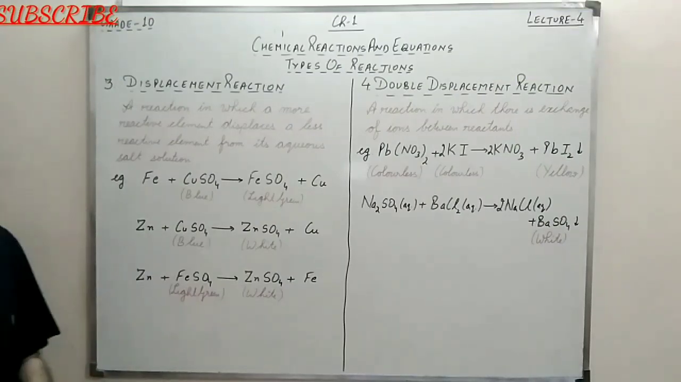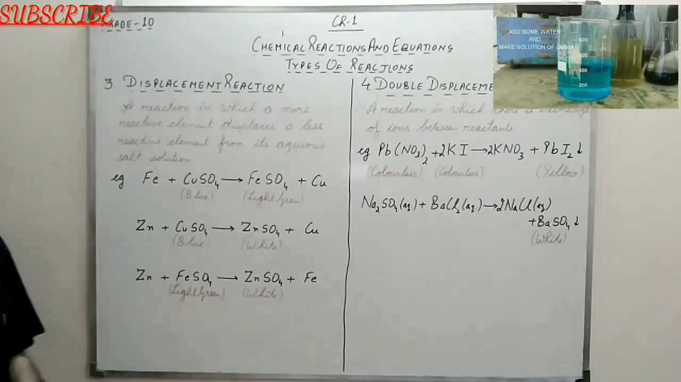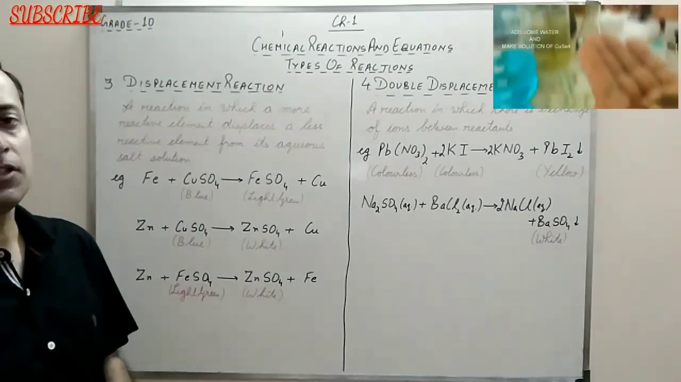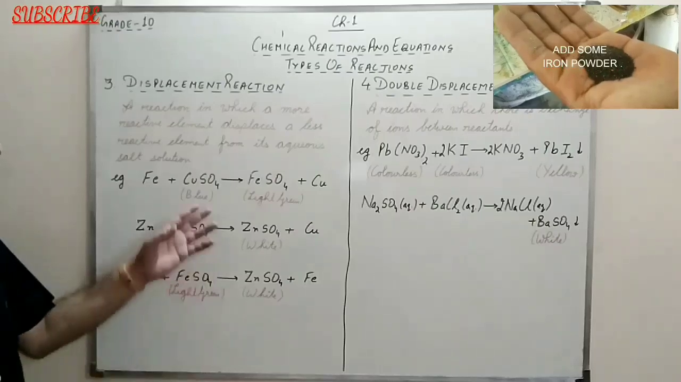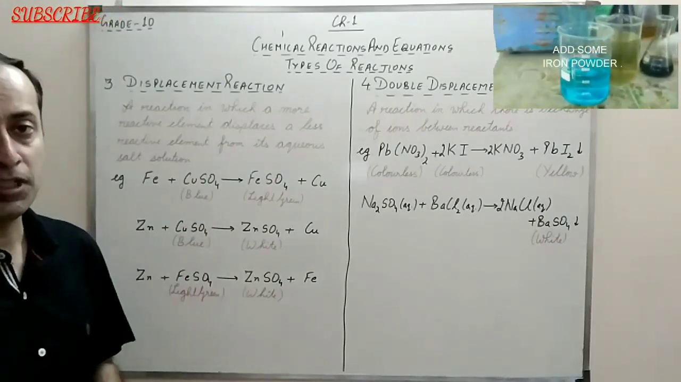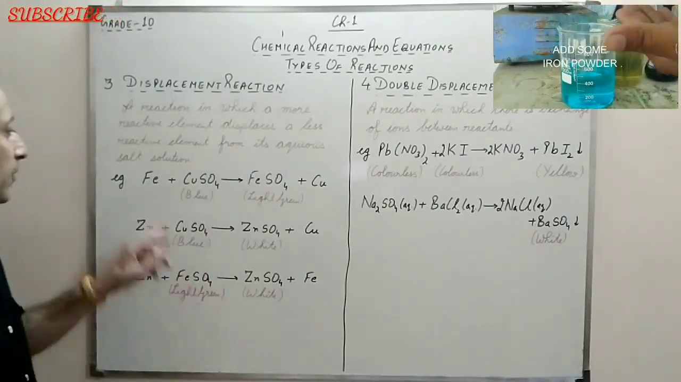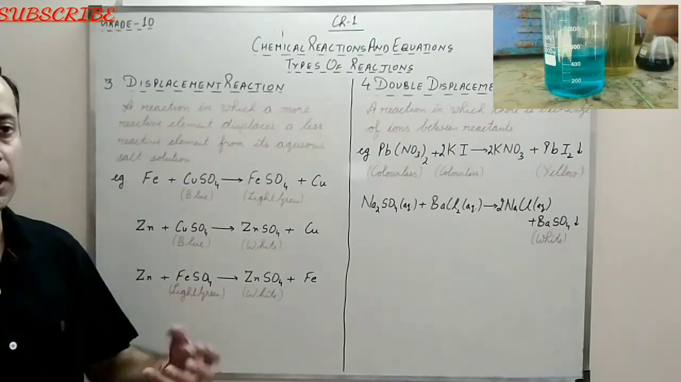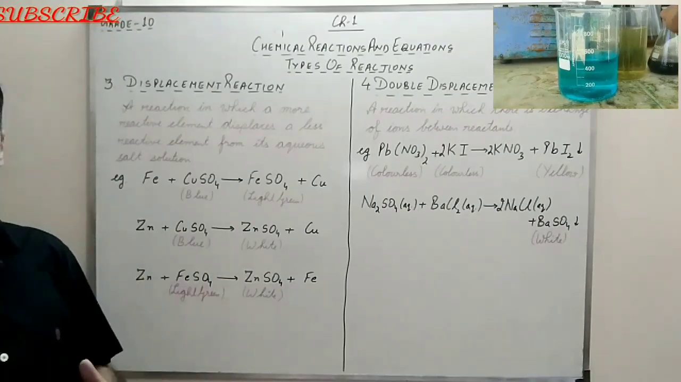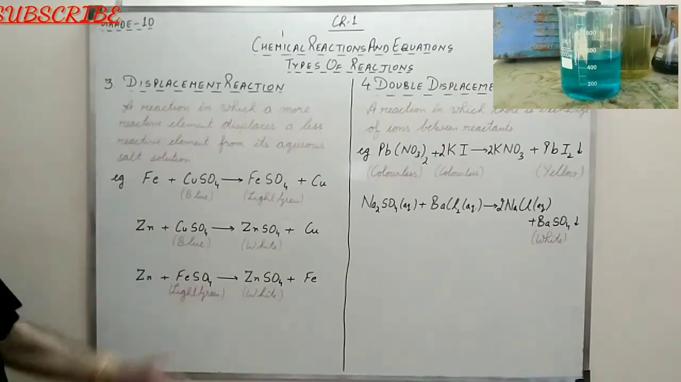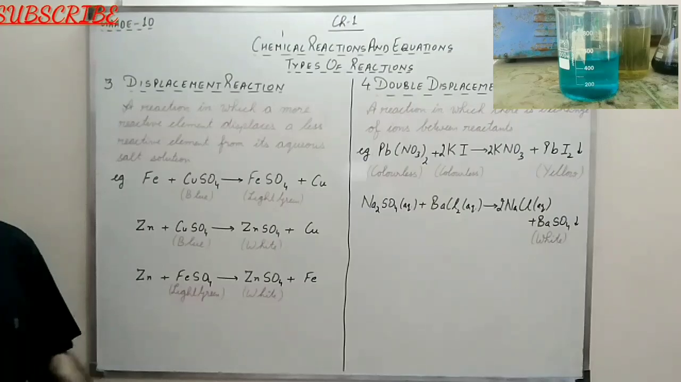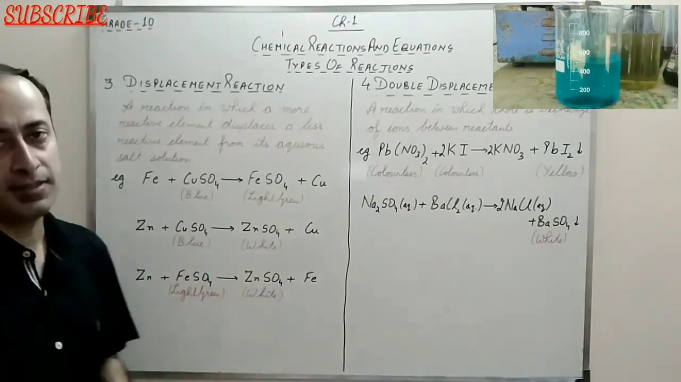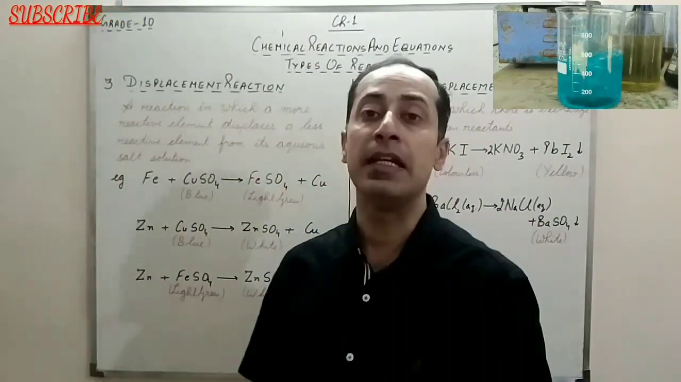When Fe, that is iron, is mixed with a solution of copper sulfate. Generally the solutions of copper salts are blue, but copper sulfate solution is a little bit darker in color. So when you drop some iron nails in the copper sulfate, what happens? Initially the color of the solution is blue, but after some time the color becomes light green due to the formation of ferrous sulfate, and copper is displaced.